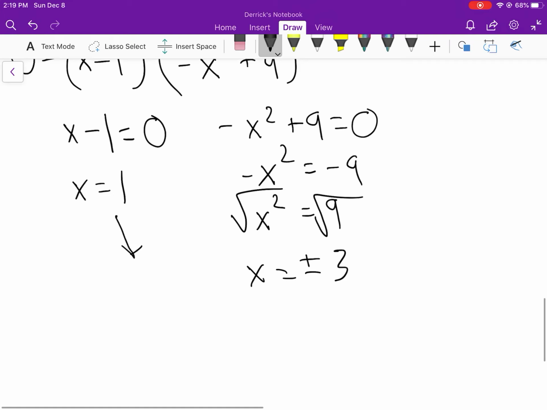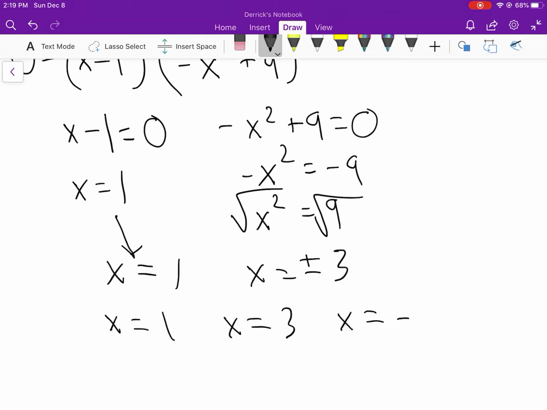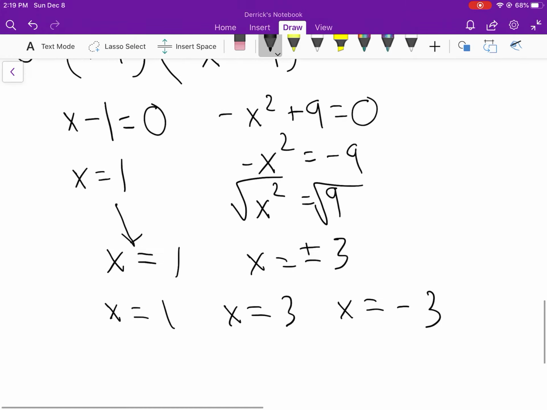So I'll just go ahead and pull this down, the same line. That's great. We have x equals 1, x equals 3, and x equals negative 3. Meaning we actually have 3 x-intercepts, 3 zeros this time.